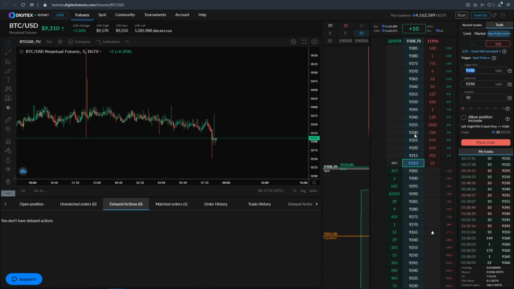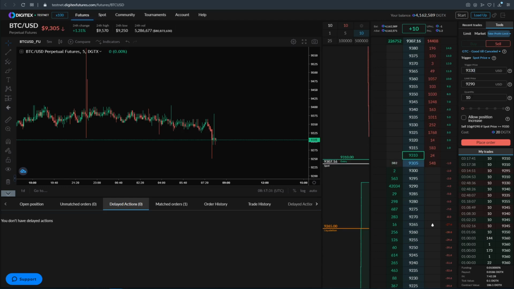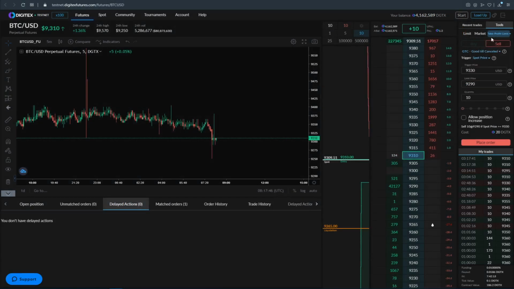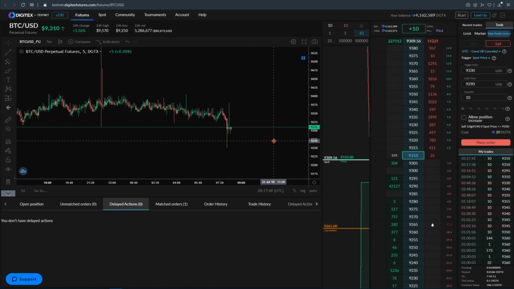So if I want to trigger at 93.30 to trigger either a limit order up above or down below, then I can specify where I want that limit order to be placed right there. And so I don't know how much anybody will use these. Stop market is definitely useful, and I want to show you how to open a position.